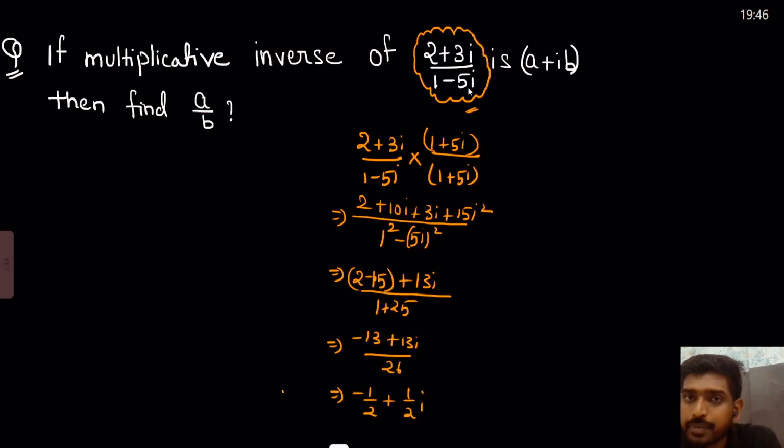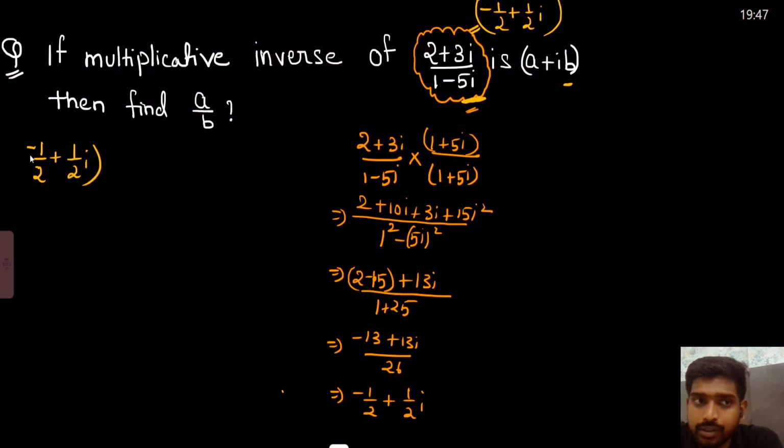Now next, so we simplified this complex number, and we got it equal to minus 1 by 2 plus 1 by 2 iota. So instead of writing this complex number, we can write this. Here we want to find the multiplicative inverse of this. We are given the multiplicative inverse of this complex number is a plus iota b, meaning the multiplication of both should come equal to 1. So here I can write minus 1 by 2 plus 1 by 2 iota multiplied by a plus iota b is equal to 1.